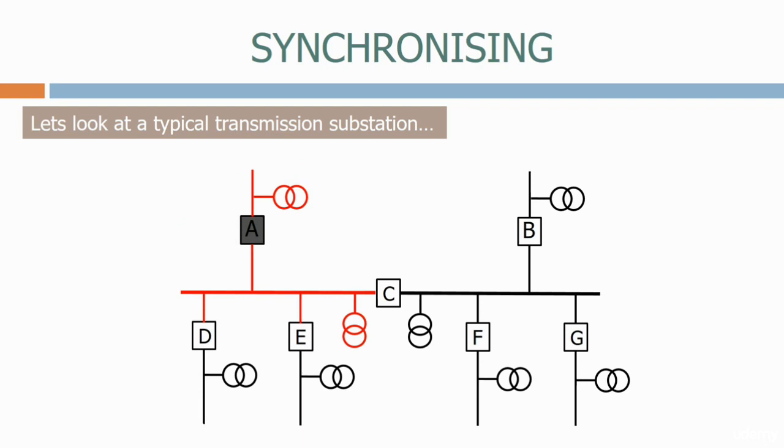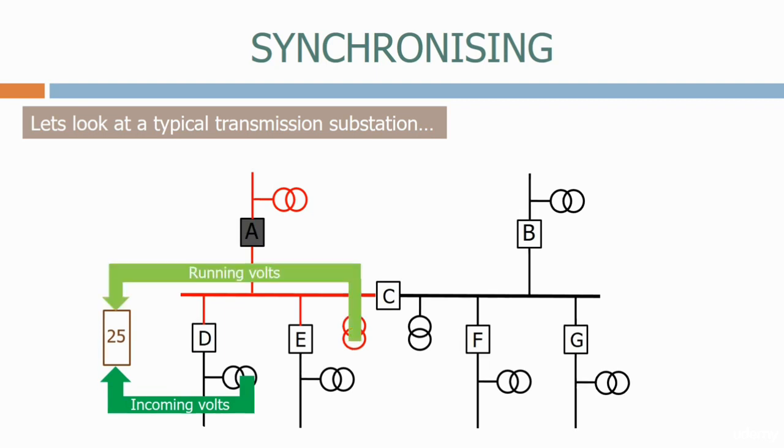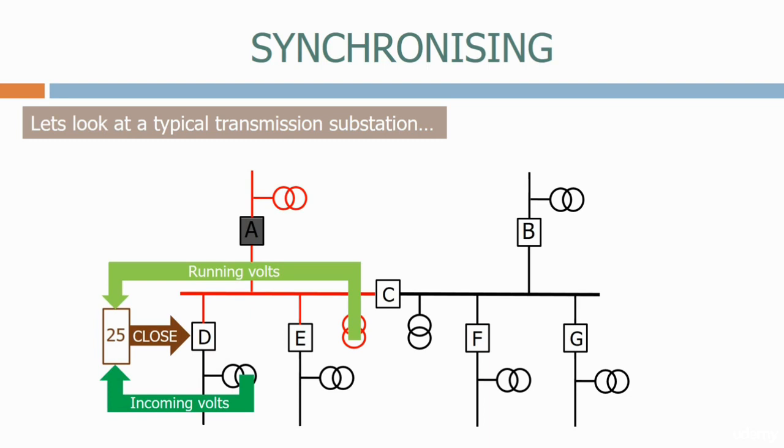Bus bar number 1 is now energized. Let's now try and close the circuit breaker on feeder D. In this case, the incoming volts is derived from the voltage transformer on feeder D. Again, we take the running volts from the voltage transformer on bus bar number 1. As the feeder is presently dead, the check sync relay will close the circuit breaker straight away.